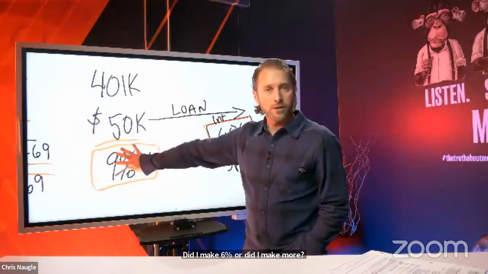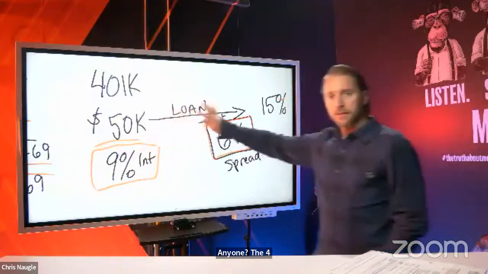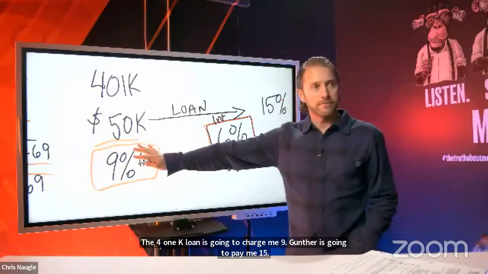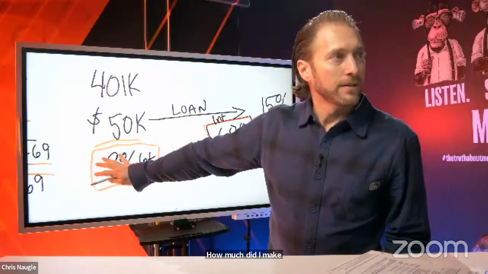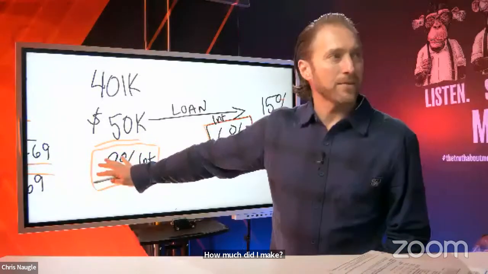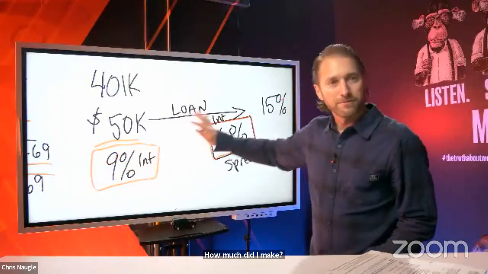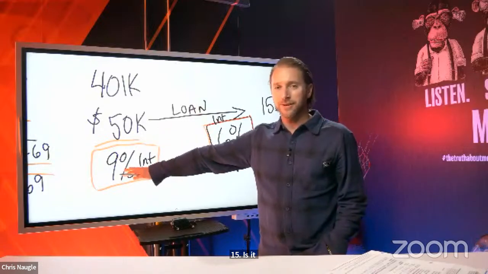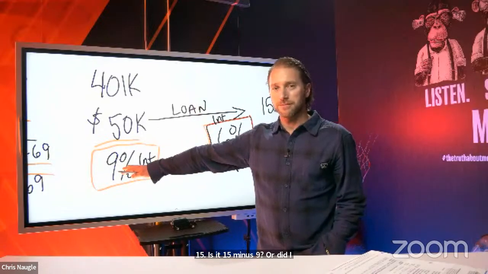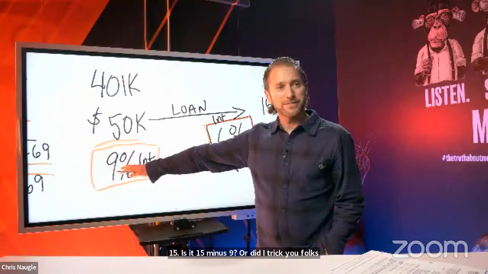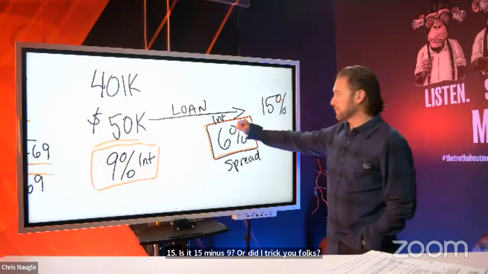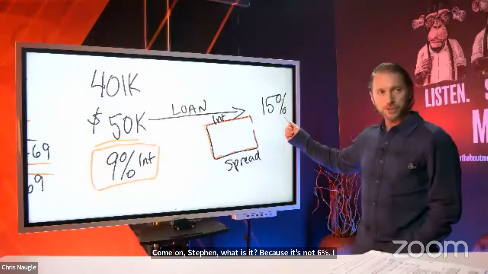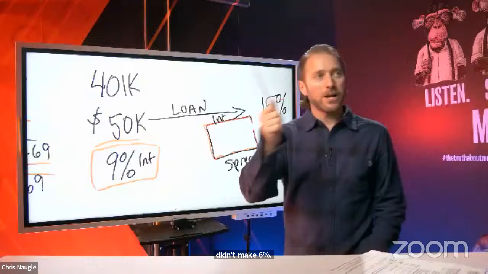The 401k loan is going to charge me 9. Gunter's going to pay me 15. How much did I make? But how much more? It's simple math. Is it 15 minus 9? Or did I trick you folks? Come on. Stephen, what is it? Because it's not 6%. I didn't make 6%. I made 15% lending the money plus the 9%.